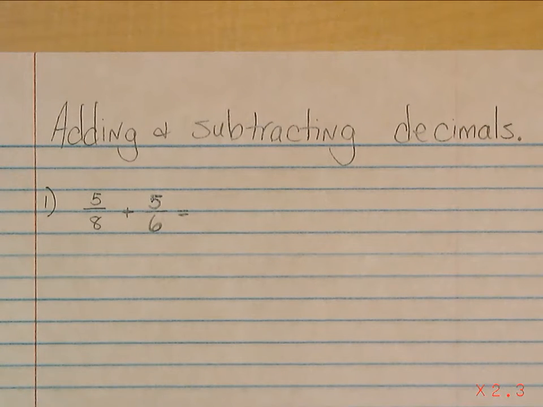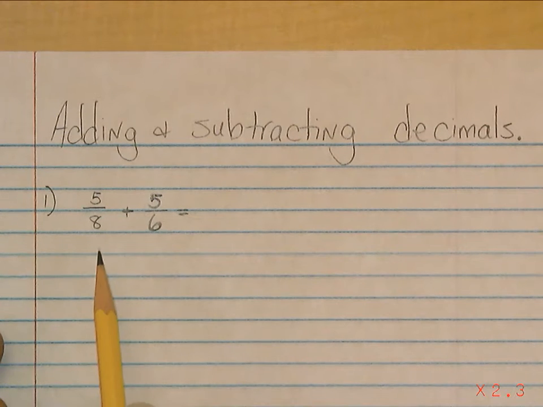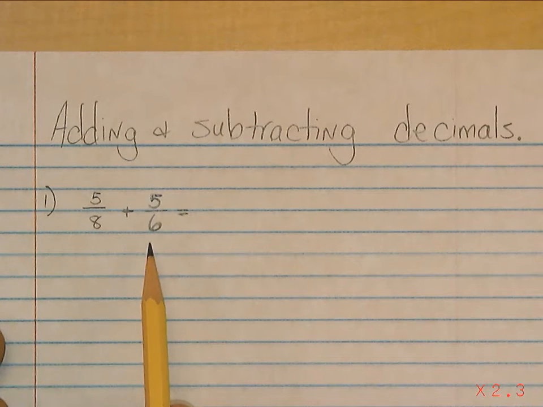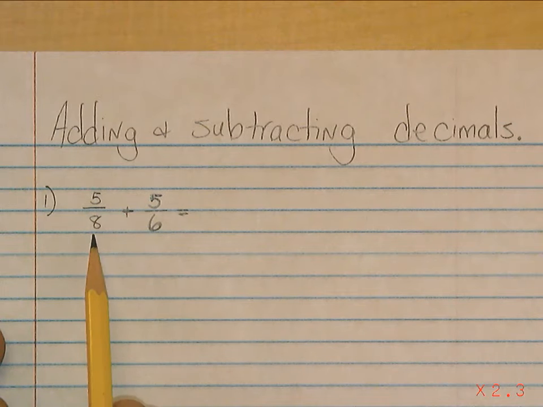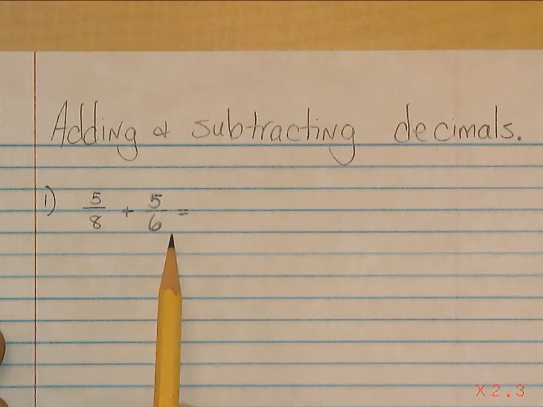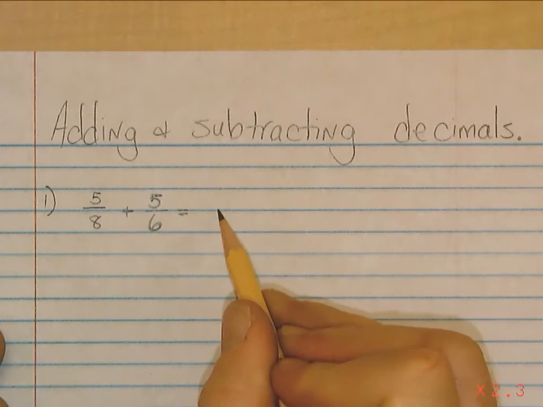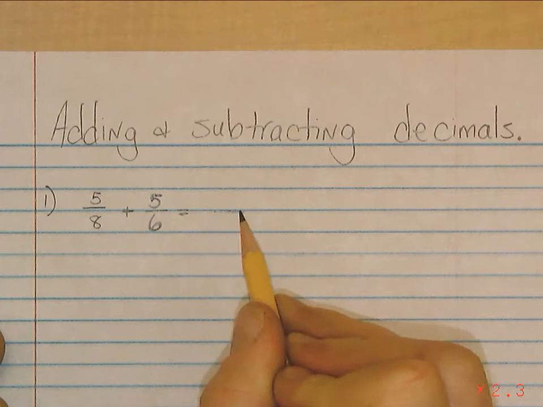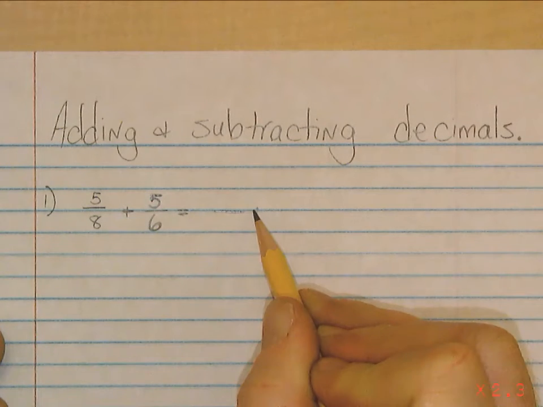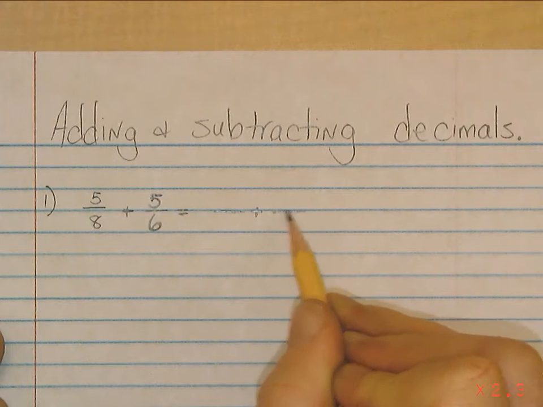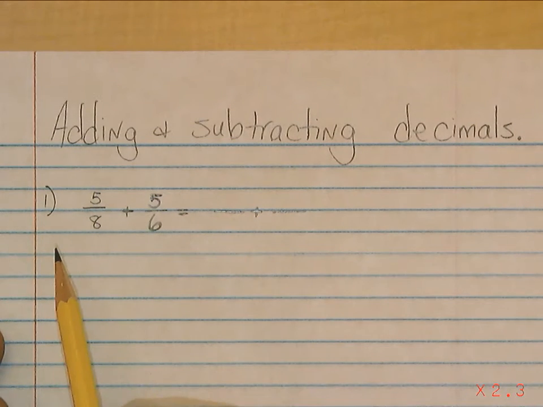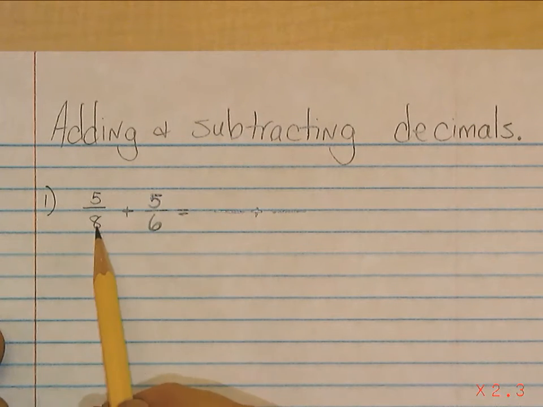Okay, we're adding and subtracting fractions in a small mini lesson. If I were to add 5/8 plus 5/6, before I started adding, I would have to find a common denominator between 8 and 6. In order to do that, you have a couple of choices. You can find the least common multiple of 8 and 6, or you can simply multiply them together.